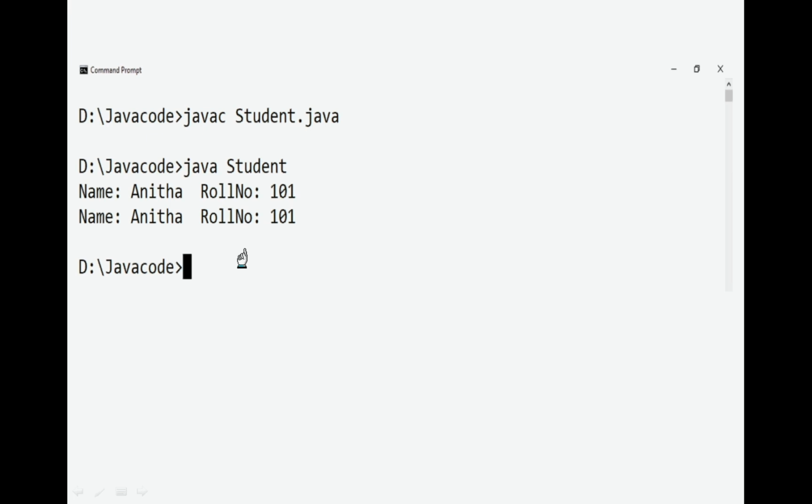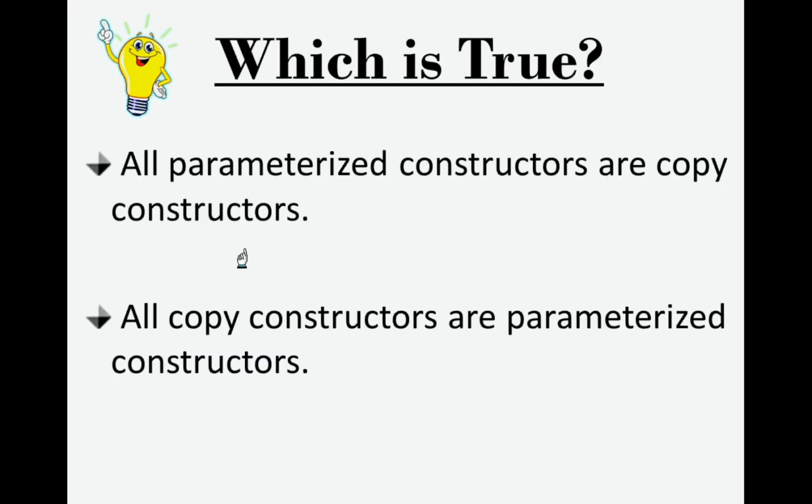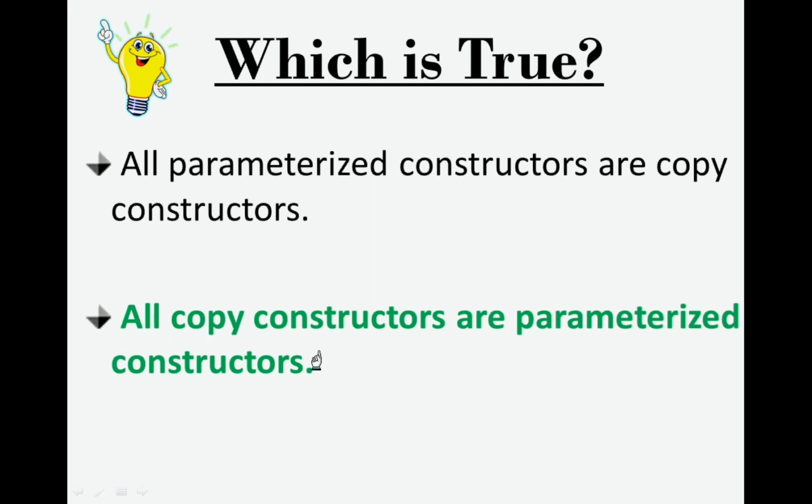In case of copy constructor, the values will be copied from one object to another object. Now there are two statements. See this and tell me which is true here. The first statement: all parameterized constructors are copy constructors. What about the second statement? All copy constructors are parameterized constructors. Which is true? Yes, all copy constructors are parameterized constructors.